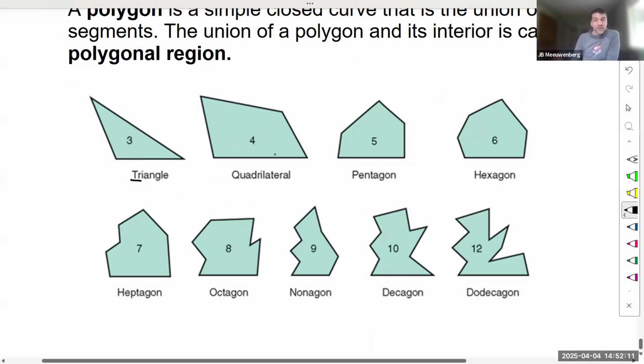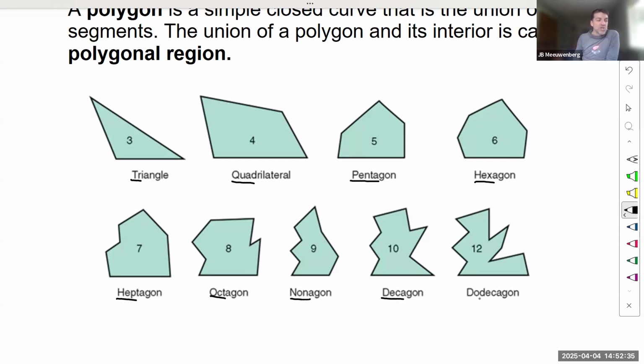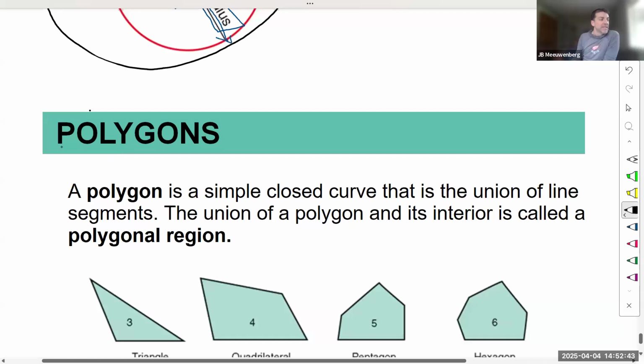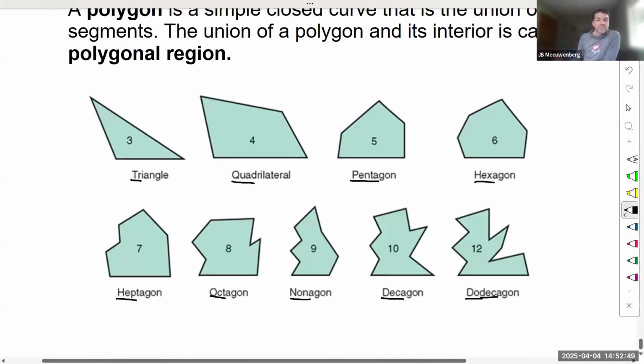If it has four sides that are all straight, we call it a quadrilateral. If it has five sides, it's a pentagon. Notice these prefixes all refer to the number of sides. Six sides is a hexagon. Seven sides is a heptagon. 8 is an octagon. 9 is a nonagon. 10 is a decagon. And 12 is a dodecagon. And so those are some common polygons. Poly means many or any number of, and these are very specific types of polygons. You want to be familiar with those.